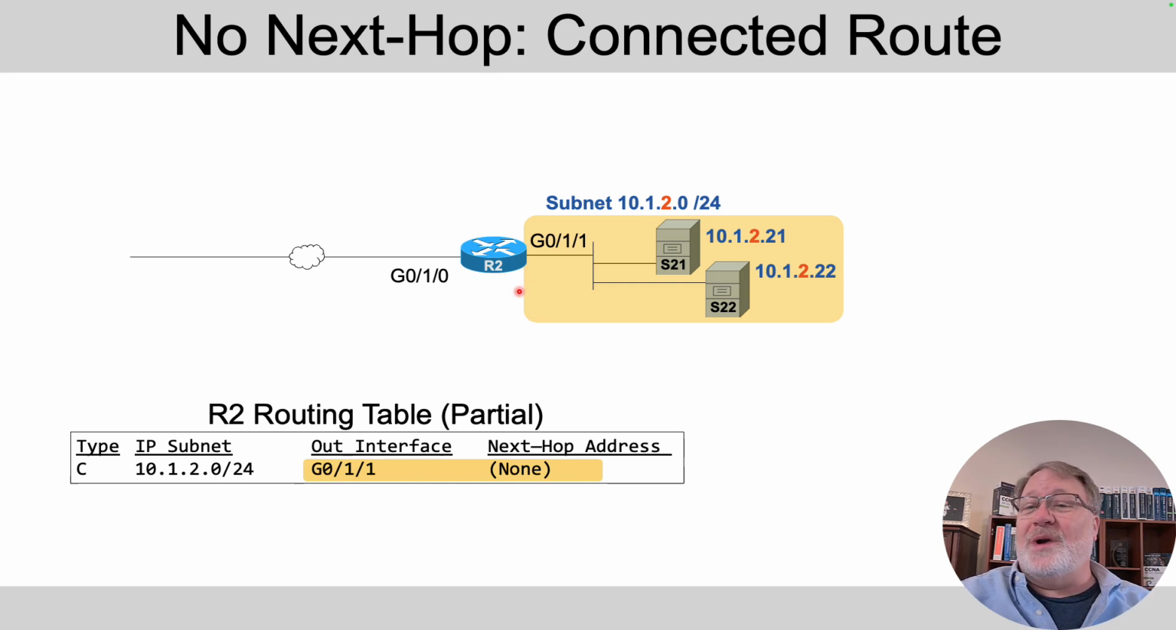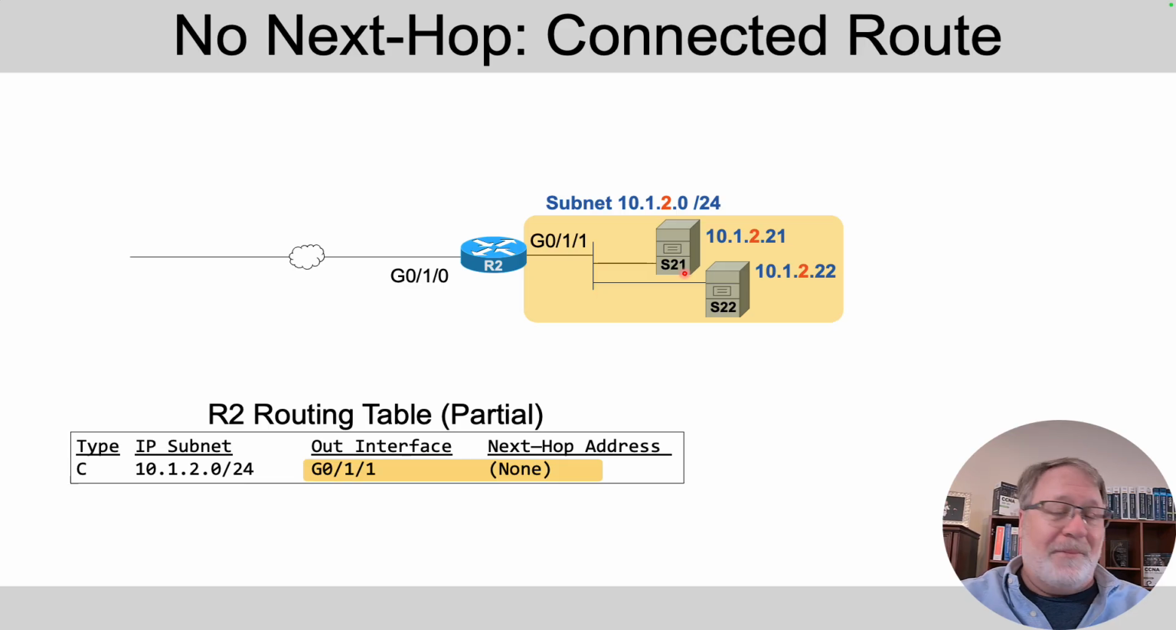Now, R2 is directly connected to subnet 10.1.2.0, and that's the correct term, a connected subnet. And we have a connected route for it. In fact, when you look at the routing table with commands, you'll see a C meaning connected. And one thing that's interesting about such routes is it has an outgoing interface, but there's no next hop address. And that seems intuitive, because there's no router to send the packet to next. We're going to send the packet directly to the destination, in this case, server 21 here.